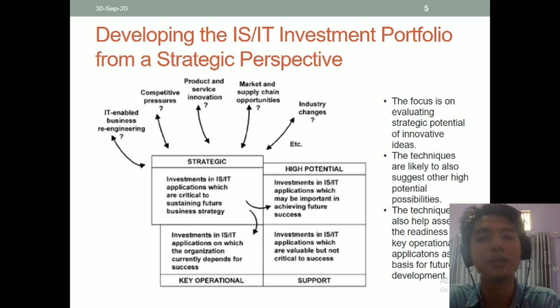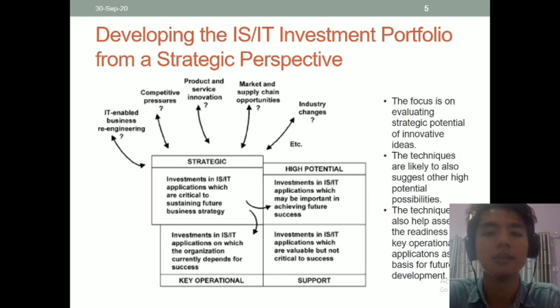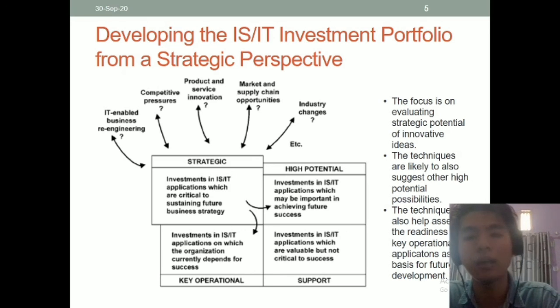The focus is on evaluating strategic potential of innovative ideas. The techniques are likely also to suggest other high potential possibilities. The techniques also help assess the readiness of key operational applications as the basis of the future development. That is the next slide.